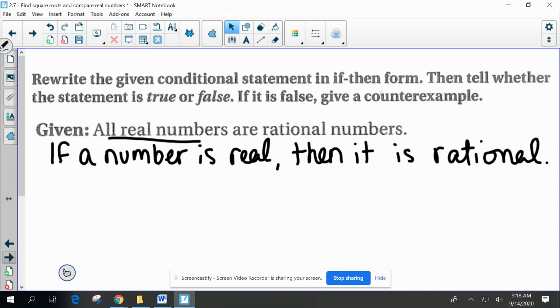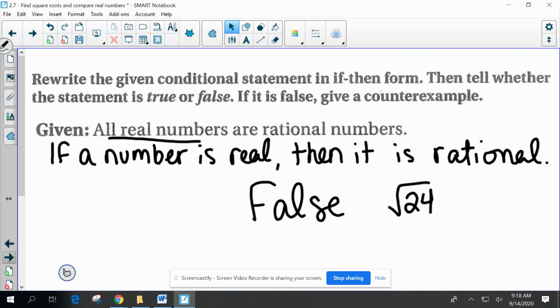Look at that chart we already made. Did you have any that are real numbers that weren't rational? Yes. So that makes this false. And what was an example of a real number that wasn't rational? I think there was one on there. Square root of 24. So there's lots of examples you could put right here. It doesn't have to be the square root of 24, but this is an example of a real number that happens to not be rational.